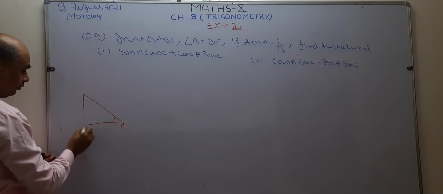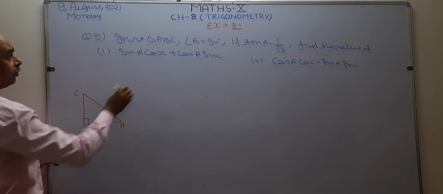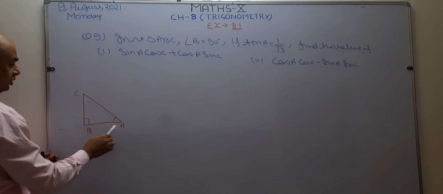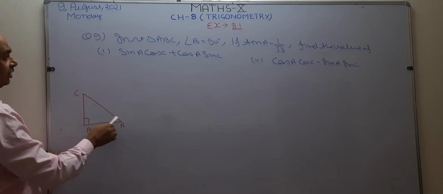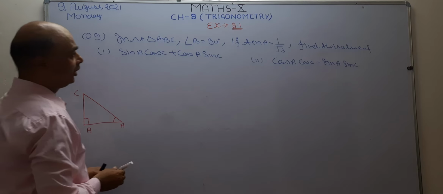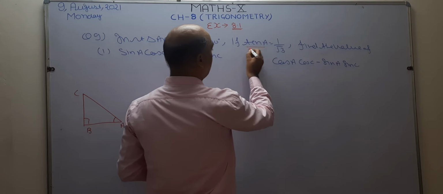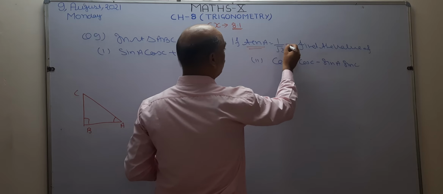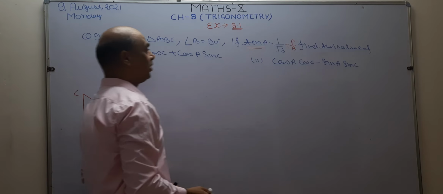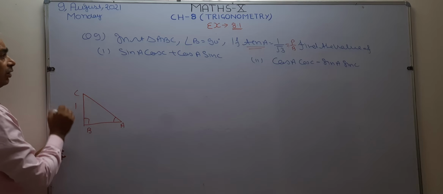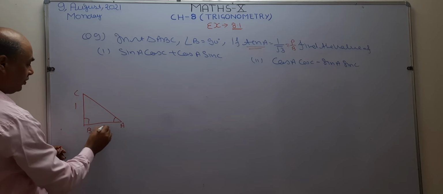A, B, C. Why write B? Because it is given that angle B is 90 degrees. This is the reason I take B at the right angle. Now this triangle is known as the right angle triangle ABC. Now what is given? Tan A. How do we find the value of tan A? To find the value of tan A, the formula is P by B. It means the perpendicular becomes 1, and the base is given as root 3.